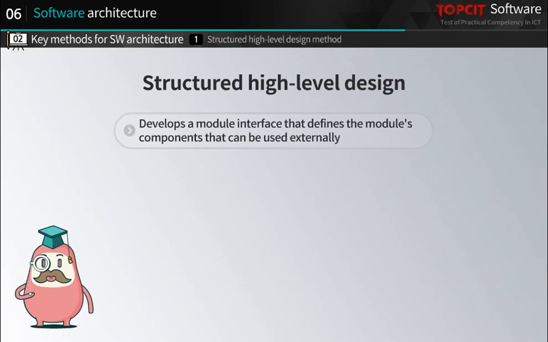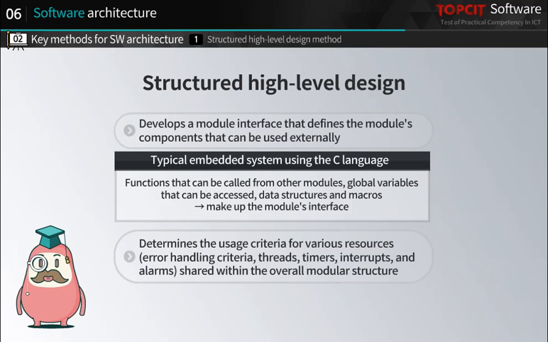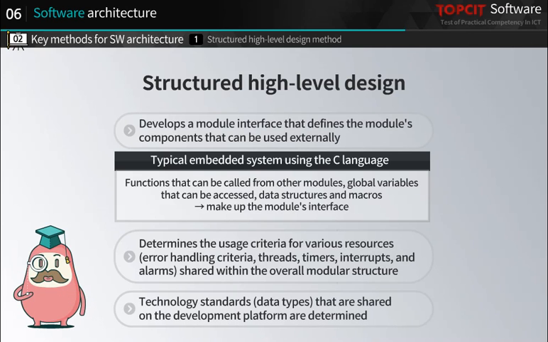First, it develops a module interface that defines the module's components that can be used externally. For a typical embedded system using the C language, functions that can be called from other modules, global variables that can be accessed, data structures and macros make up the module's interface. It also determines the usage criteria for various resources, such as error handling criteria, threads, timers, interrupts, and alarms shared within the overall modular structure, and technology standards, such as the data types that are shared on the development platform, are determined.